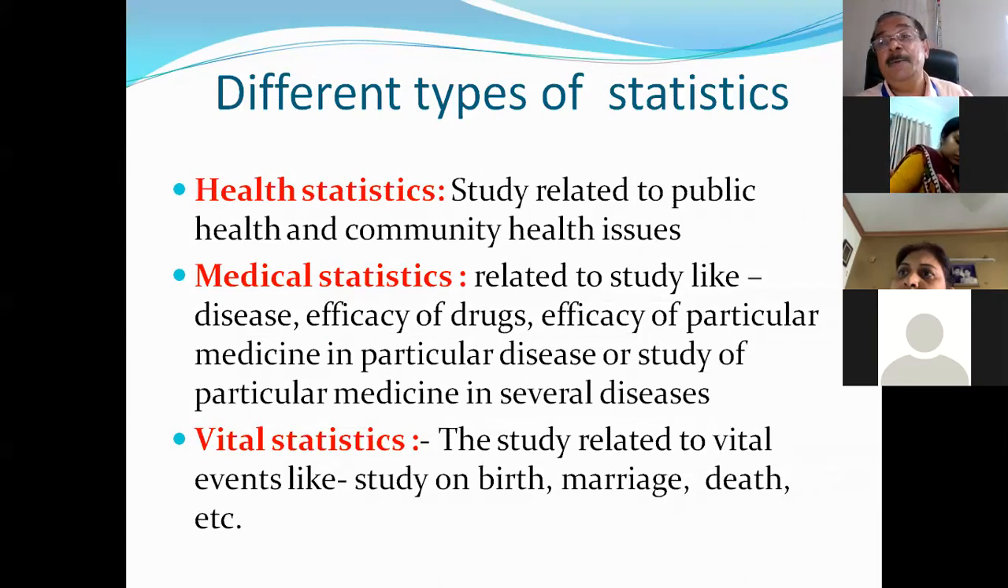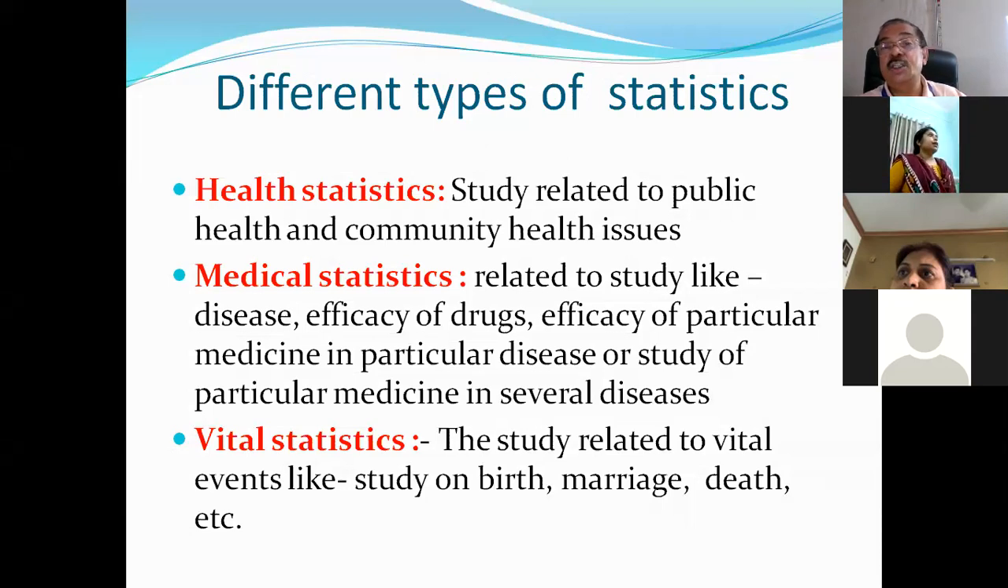And how many persons were affected with Kala-Azar in the year 1999, or how many persons between the age group of 15 to 25 suffered from Kala-Azar in the area of Paschim Champaran. So that is also a study. So it is related to public health and community health issues.